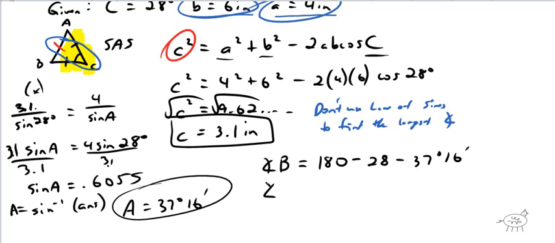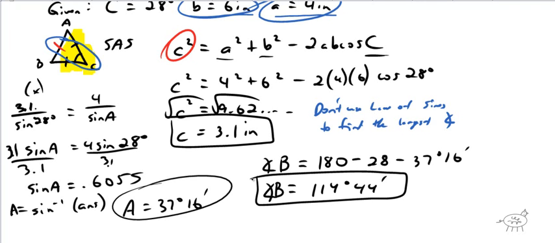Okay, so if I subtract all that, I get 114 degrees 44 minutes. And one thing, this is angle B. I'll tell you, you would have gotten the wrong answer if you used law of sines to find angle B, because it's bigger than 90 degrees. Okay, really, really important you understand that.